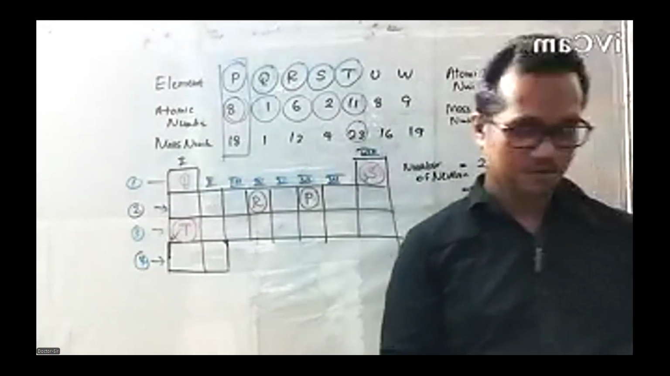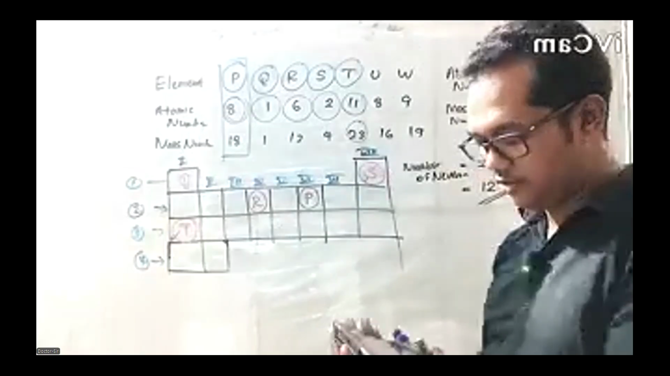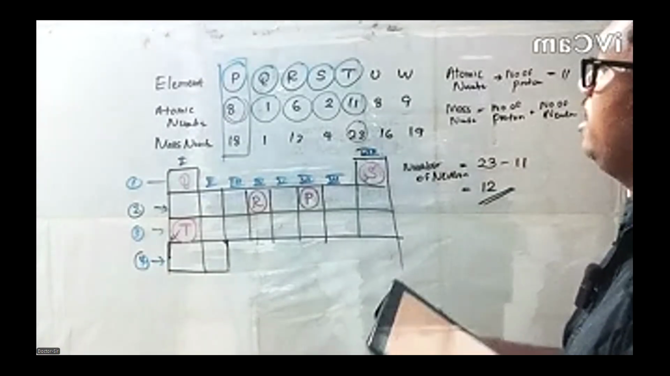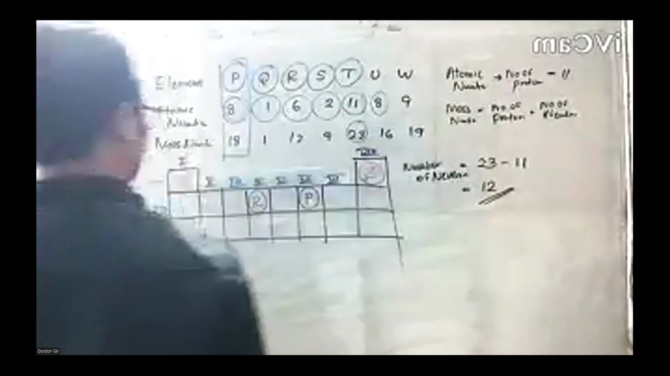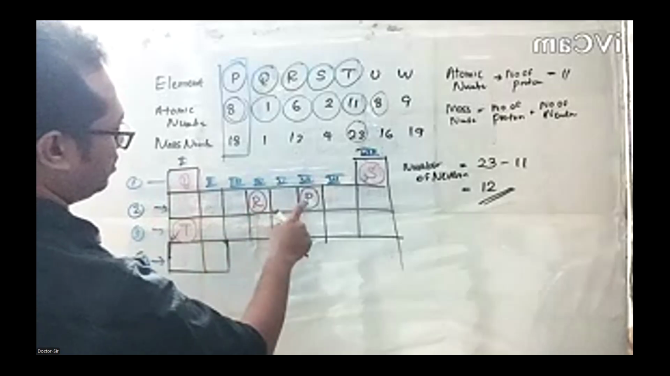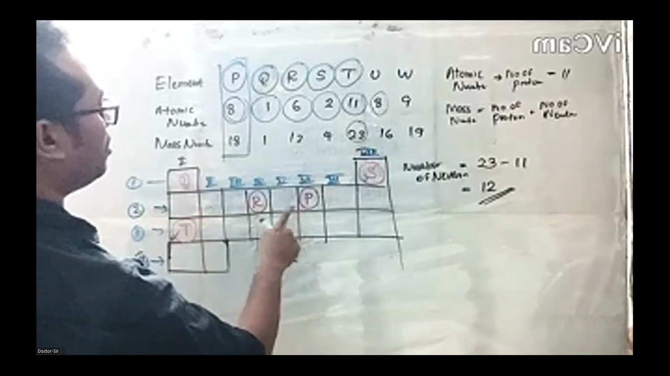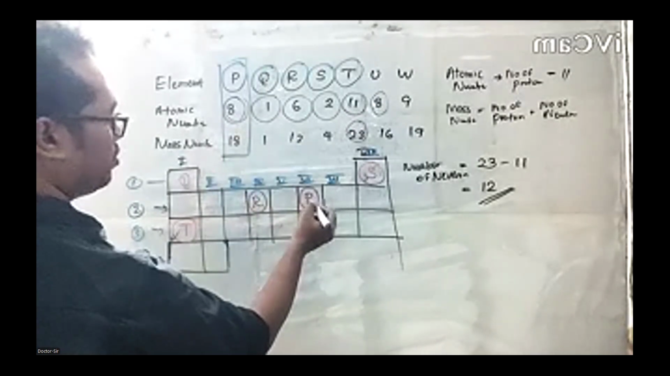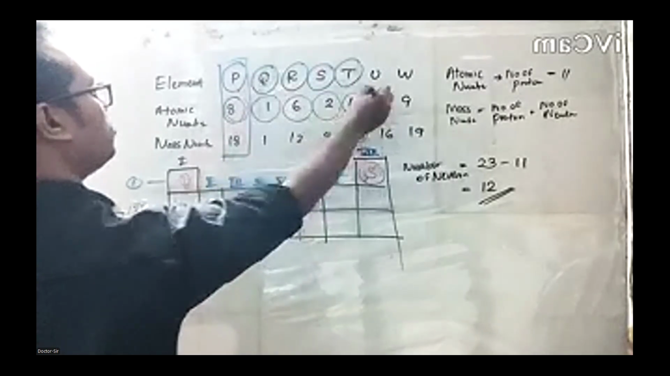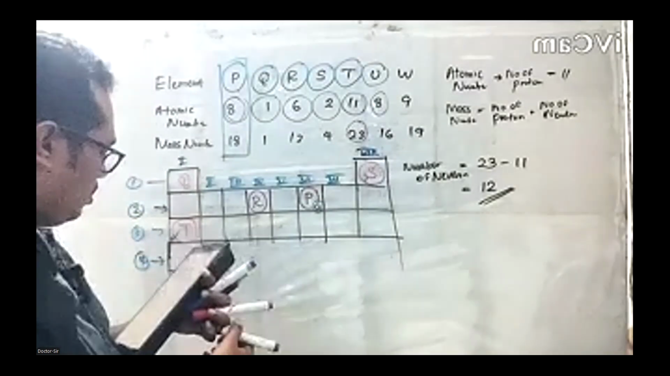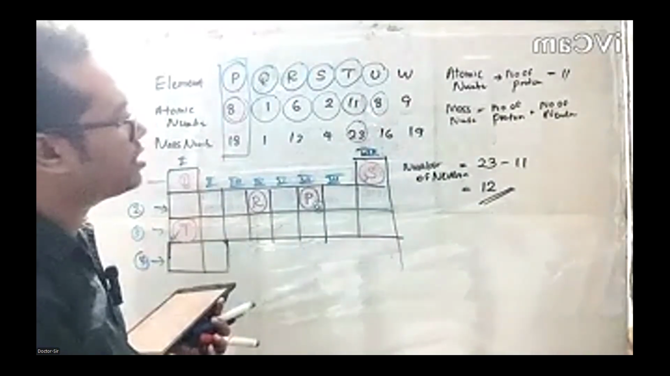Okay. What is the electronic configuration of U? U has mass number 16 and atomic number 8. So we will find where it should be: 1, 2, 3, 4, 5, 6, 7, 8. Same place, right? So P and U should come here, right? U also should come here. But they did not ask about that one. They ask for the electronic configuration of U.